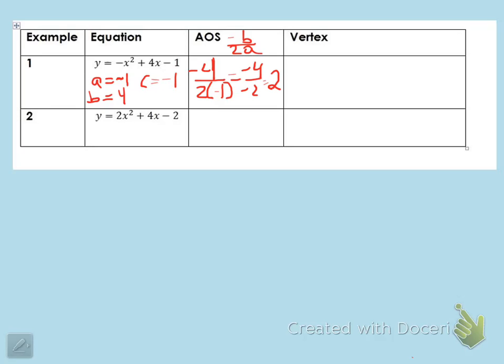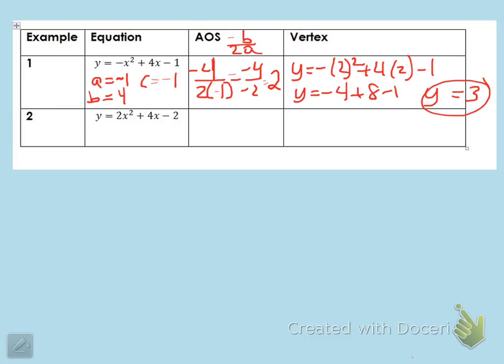To find the vertex, we plug the AOS in. When we start graphing them, it'll make more sense why we plug the AOS in to get the vertex. Let's plug 2 into my equation. I'm going to get y equals negative 2 squared plus 4 times 2 minus 1. Negative 2 squared is negative 4 because that negative's on the outside, plus 4 times 2, which is 8, minus 1. So negative 4 plus 8 is 4, minus 1 is 3. But we have to write it as a point. I plugged in 2 for my x, so I'm going to get 2 comma 3 as my point.